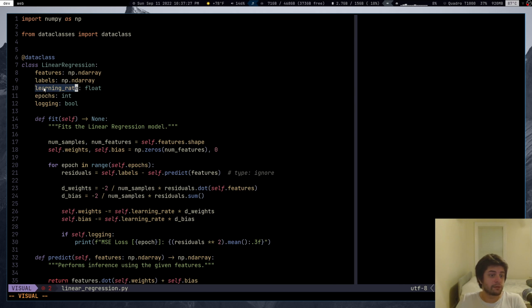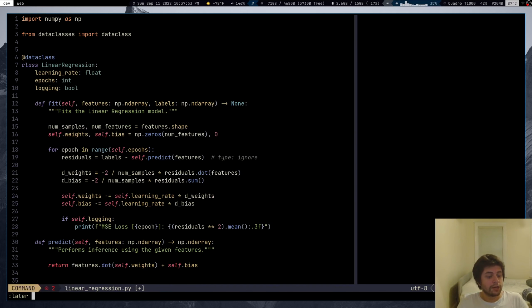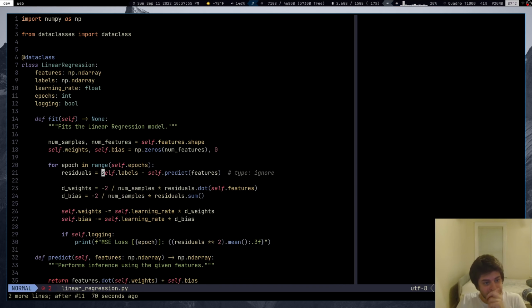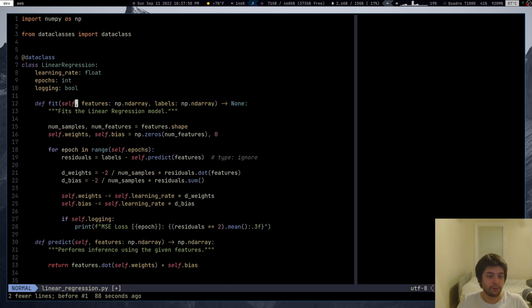When it comes to learning rate, epochs, and logging, these are like float, int, and bool, respectively. So floats, ints, and bools are, of course, a lot cheaper to store. Storing a learning rate, which is a single float, is a lot cheaper than storing features and labels. Both of them being NumPy arrays could potentially be huge. And so the suggestion is basically to store that way. Storing them this way is kind of wasteful, as opposed to storing them this way. We don't really store them this way.